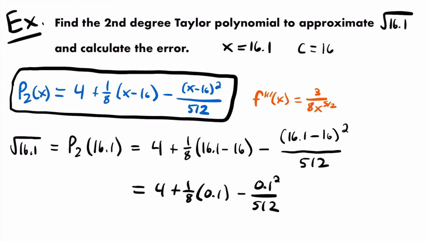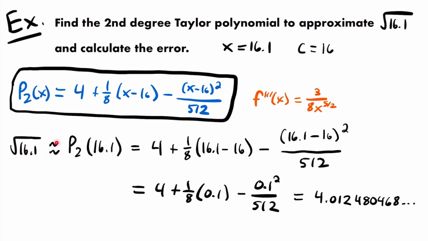So this is equal to 4 plus 1/8 times 0.1 minus 0.1 squared divided by 512. All right, now if you plug that into your calculator, this will be equal to 4.012480468 and some more decimals. Now it's important to remember that this is an approximation, so it's probably more accurate if I rewrote this equal sign as an approximate sign, right? The square root of 16.1 is approximately equal to 16.1 plugged into our second degree Taylor polynomial.